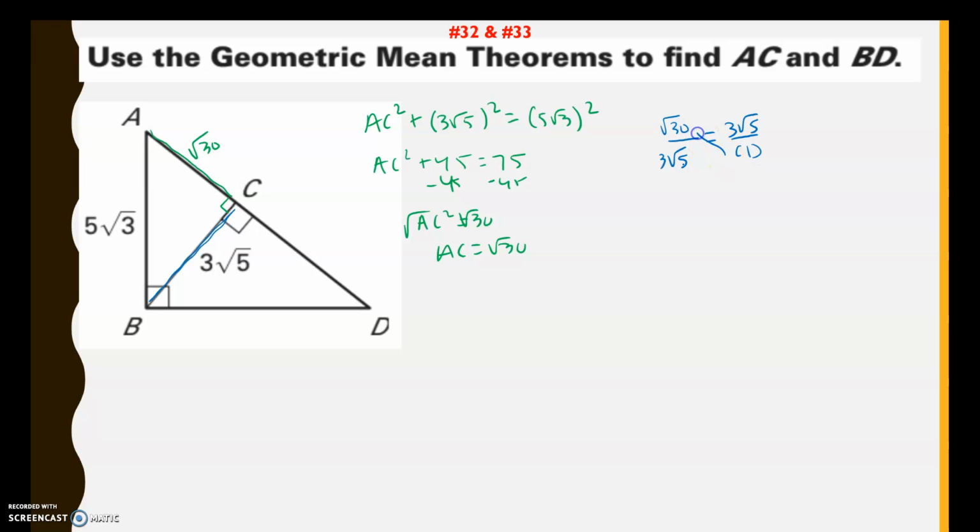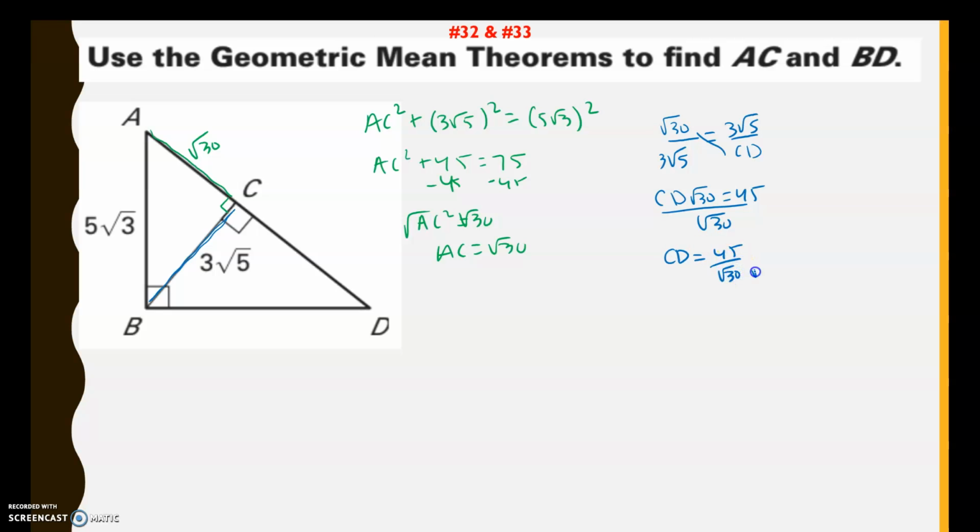So now when I cross multiply, I get CD times rad 30 is equal to 3 rad 5 times 3 rad 5. 3 times 3 is 9, times 5 gives me 45. Divide both sides by rad 30. CD is equal to 45 over rad 30.